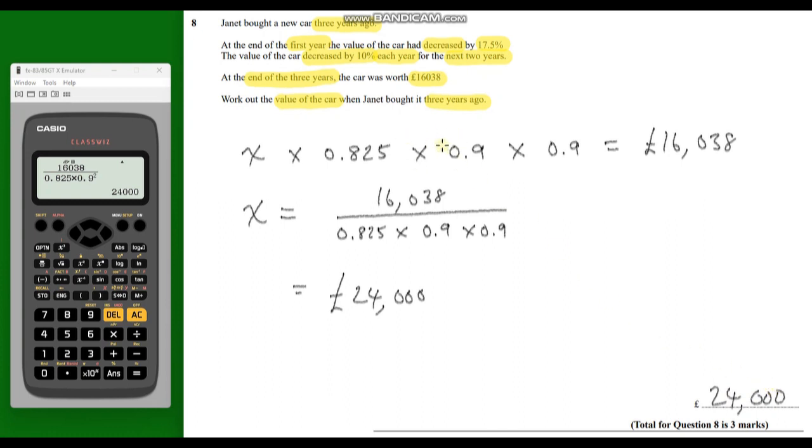A lot of people make mistakes on reverse percentages, and they will just take this number and multiply it by 0.825 times 0.9 times 0.9. But we're working backwards, so we have to do the opposite.